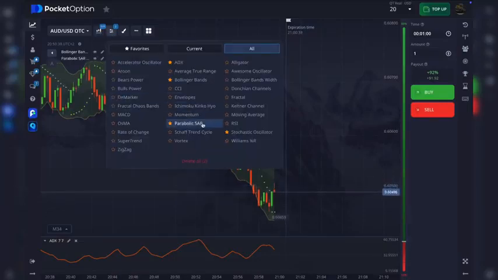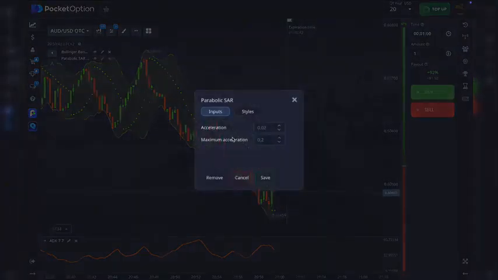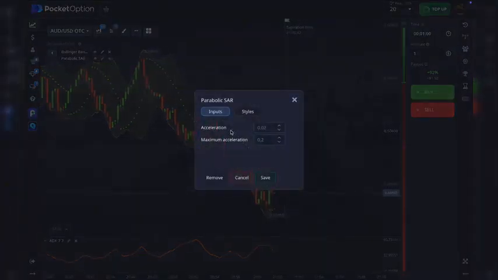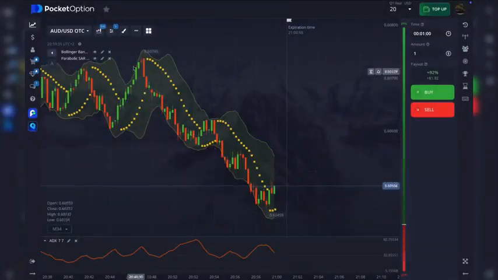Then we need to add the Parabolic SAR indicator. Here we go to settings, and I set the acceleration to 0.02 and the maximum acceleration to 0.2. Then I go to styles and I want to make this indicator yellow and a little bit thicker too.